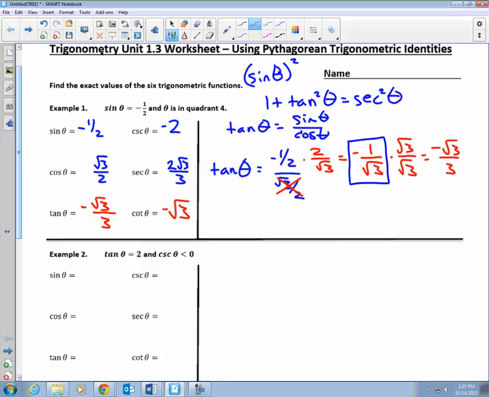Which quadrant am I in? Fourth. Should tangent be positive or negative in the fourth quadrant? Negative. Have I listed it as negative? Yes. There you go. I will tell you guys, I think that this is one of the hardest skills you learn all year. I think if you make it through this, you make it through the course. No problem.